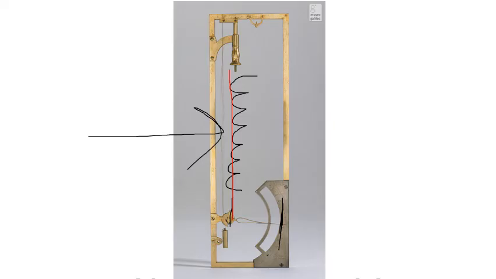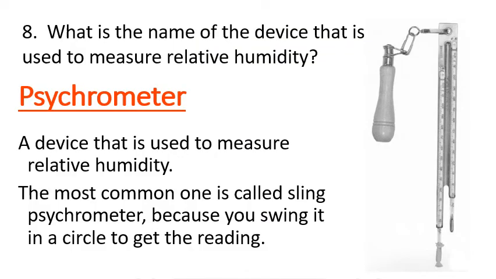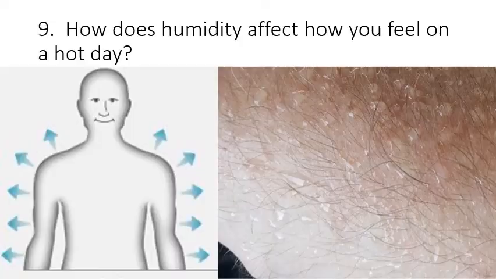Now we don't use that anymore. We now use a device called a psychrometer. A psychrometer is the device that is used to measure relative humidity, or how full the air is with water. The most common one is called a sling psychrometer, because you take it, you sling it around in the air.